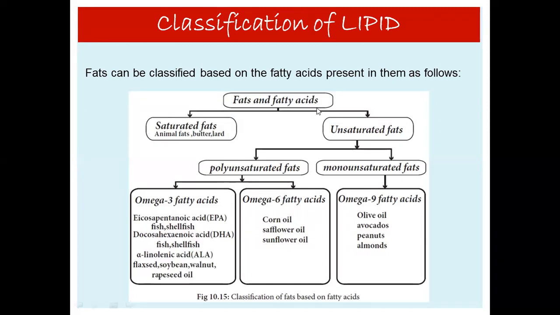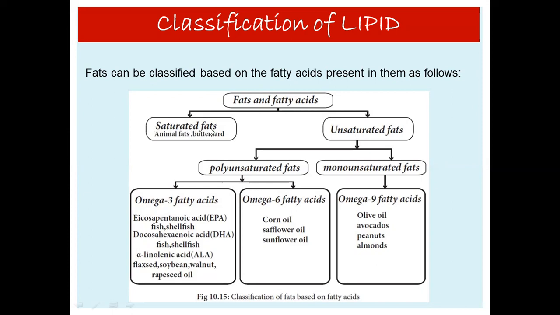This is the classification you can see here. Fats can be differentiated depending on the fatty acids in the structure. One group is saturated fatty acids or saturated fats. Another one is unsaturated fats. So saturated fats and unsaturated fats. Unsaturated fat may also be of two types: one is polyunsaturated fat, another one is monounsaturated fat. If you just follow the naming, you can understand the concept.